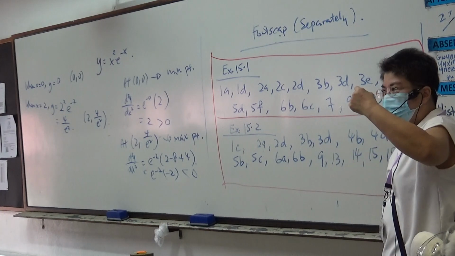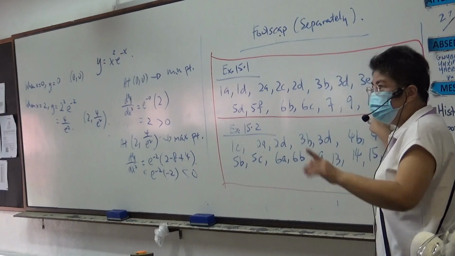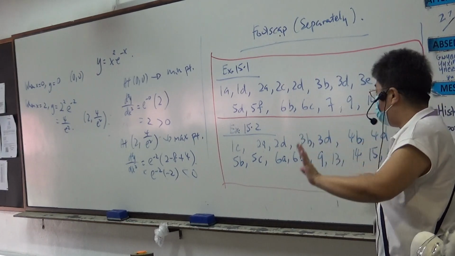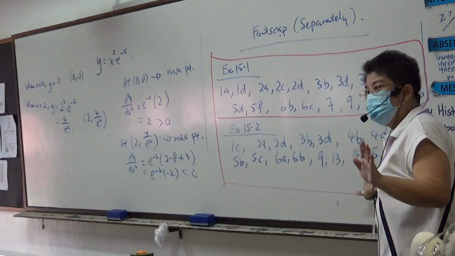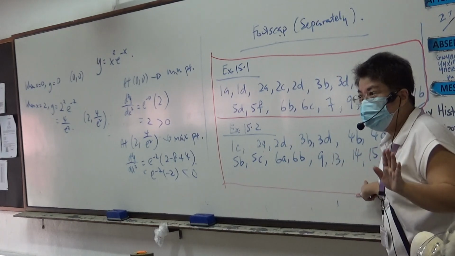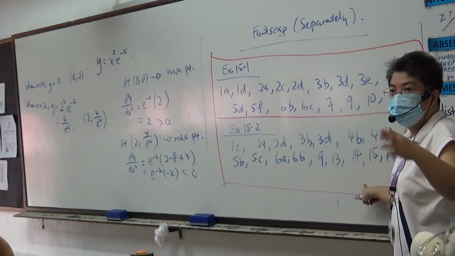Okay, by Friday, 15.1 must be done, that's all. This one, no need. During March holiday, then do. Will that be okay? Can? Now, then I tell you what's going to happen.